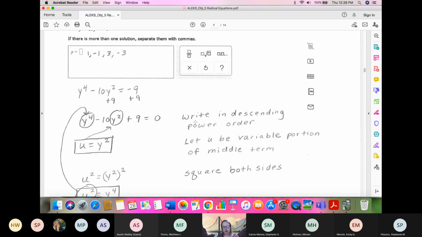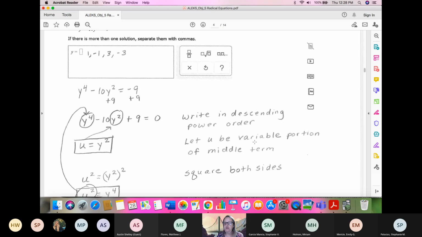You might want to write this down in descending power order. And what we're going to do is what we call a U substitution. I think we've seen one of these before. This just helps us put this equation in a form that we're used to solving. So we usually use u when we do this.